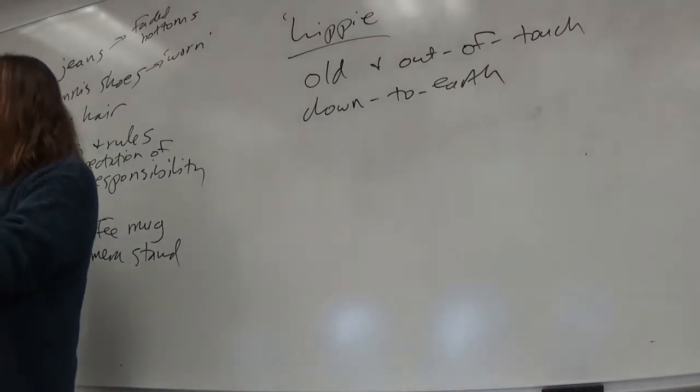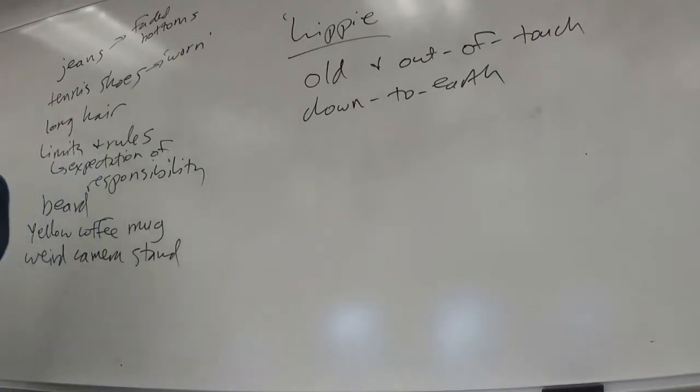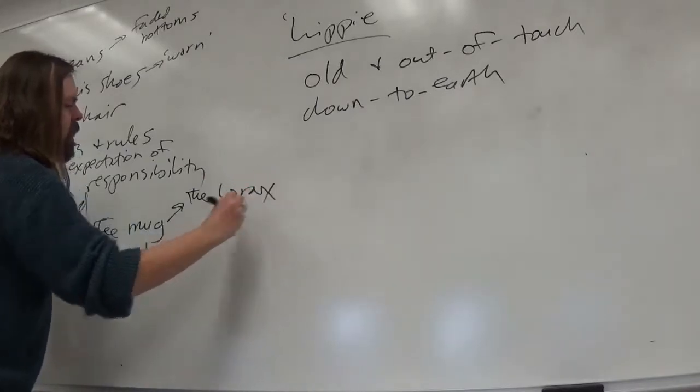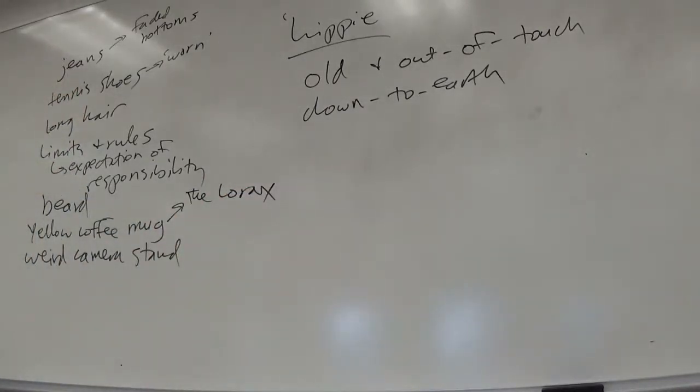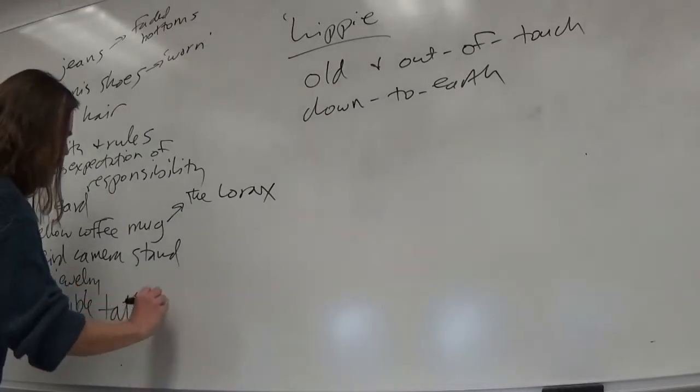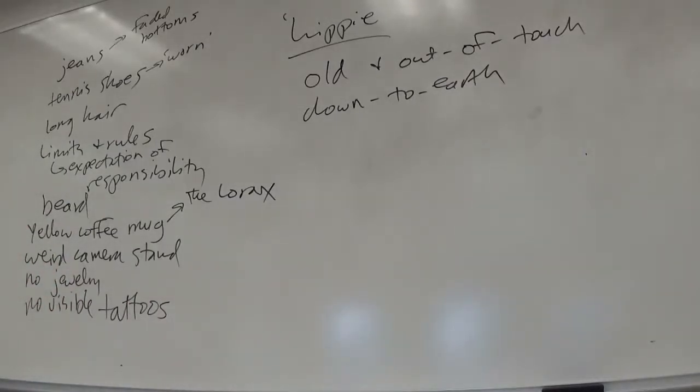Okay, what else? On the yellow mug, it's the Lorax. Okay, the Lorax is on my mug, yes. What else? I don't see any tattoos or jewelry or any kind of personalized item. Okay, no jewelry, no visible tattoos. Okay, keep going. A couple more things.